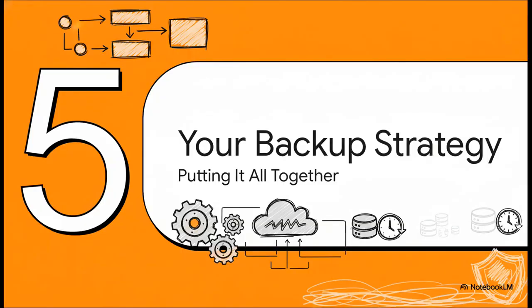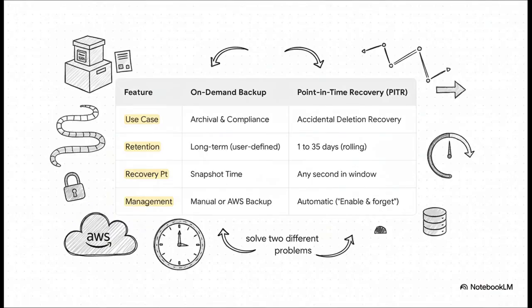Okay, we've looked at the tools, we've walked through the restore process, so how do you actually put this all together and build a smart backup strategy for your own application? This table really sums it all up beautifully. On-demand is your go-to for long-term archival, and you manage it either by hand or with AWS Backup. PITR is your safety net for recent accidents, and it's totally automatic. Set it and forget it. Look at that key difference in the recovery point. A specific snapshot versus any second in the last 35 days. They are built for two very different jobs.